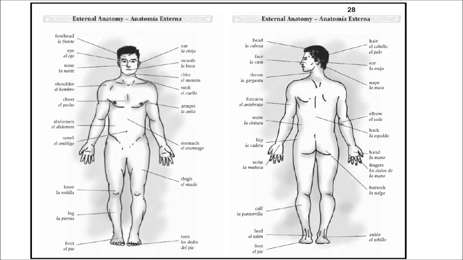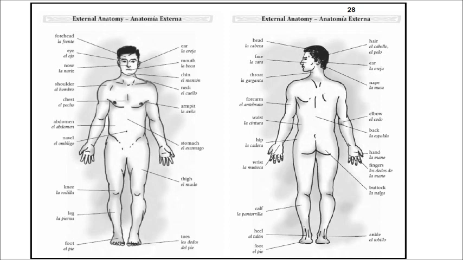Other common words that you'd use are chest would be pecho, armpit, axila, abdomen, stomach, estómago, thigh, muslo, knee, rodilla, leg is pierna, foot is el pie, toes, los dedos del pie. And something for the leg, dice la pierna. Sometimes I'll point, like if I mean lower around the tibia or higher around the thigh area, because I often find that it's such a general term that people kind of think it's both. So I find that pointing helps be a little bit more specific.